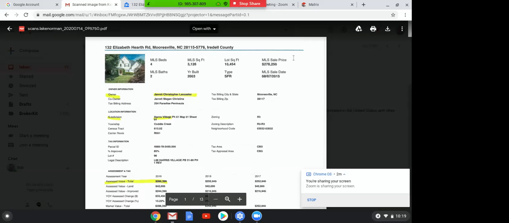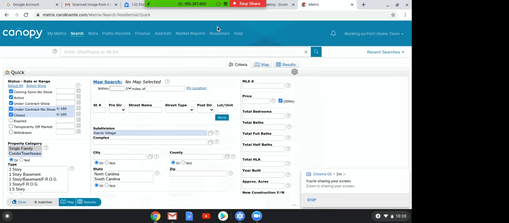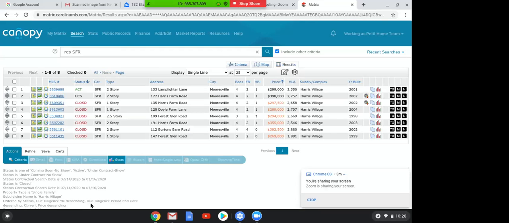So I have this printout, and I drove by and took a picture. Now I'm back at the office. I pulled up all the properties that are active, coming soon, under contract, no show, and which ones have closed in the past 180 days. That's 6 months. Look on the bottom, there's 8 results. These are all from Harris Village. I'm going to look at all my results. There's my results right there.